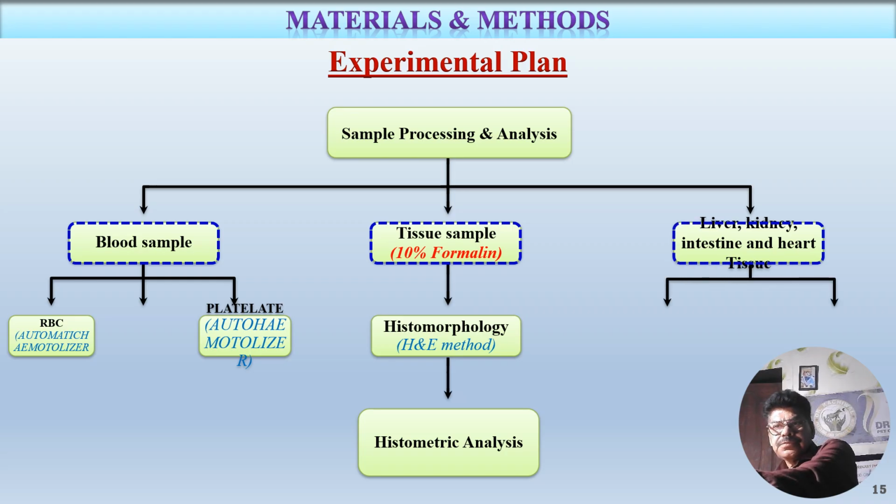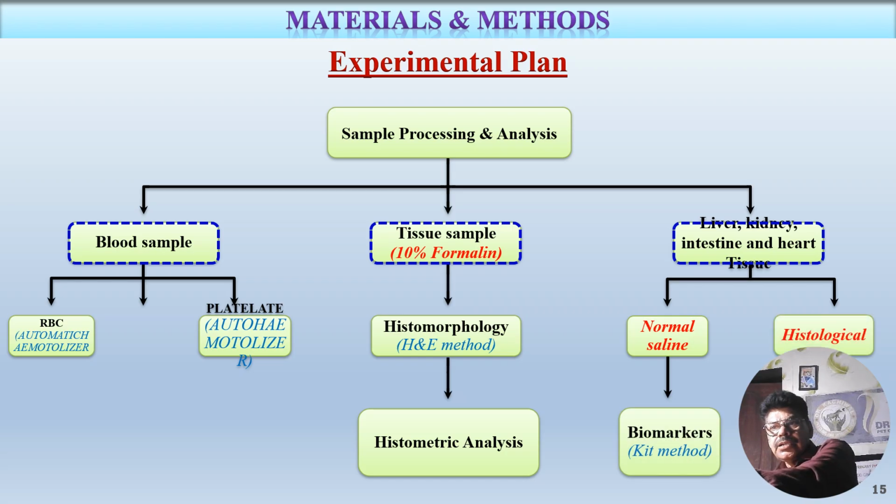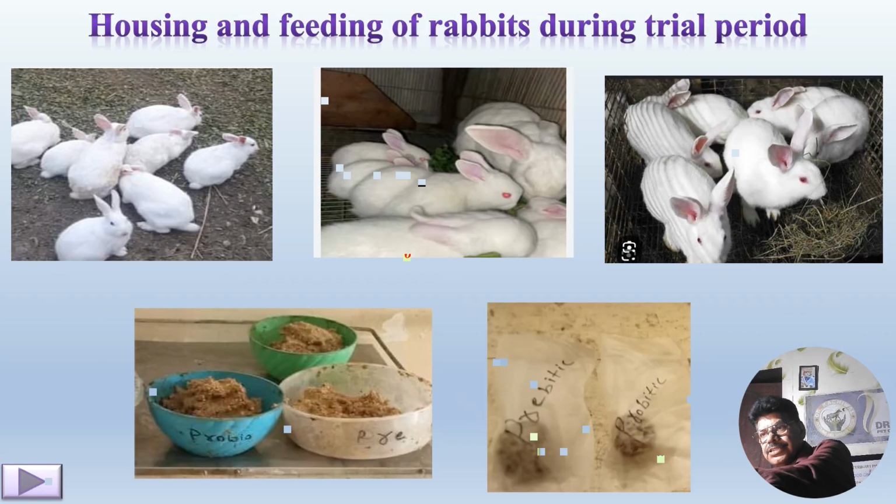The blood samples were processed for hematological purposes, and the platelets and then the WBC were seen. Tissue was kept in 10% formalin, and the histomorphological evaluation was done, and the histometric analysis was also done. The liver, kidney, intestine, and heart were kept in normal saline. Then the biomarkers were identified by the kit method, and histological evaluation was done by the H and E method.